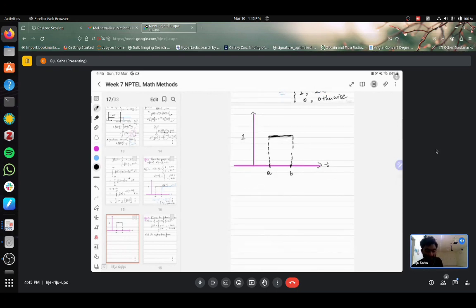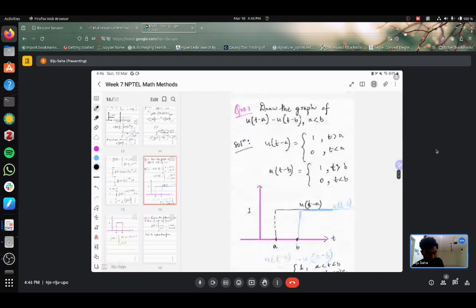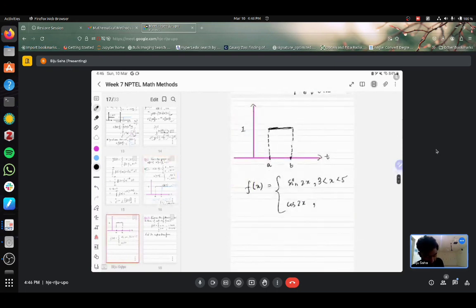Actually this kind of step function will be very helpful when you are asked to express any kind of function in terms of step functions. Suppose, let's say for example, you are given a function definition where f(x) is sin 2x in between 3 to 5, and it takes cos 2x in between 7 to 8.